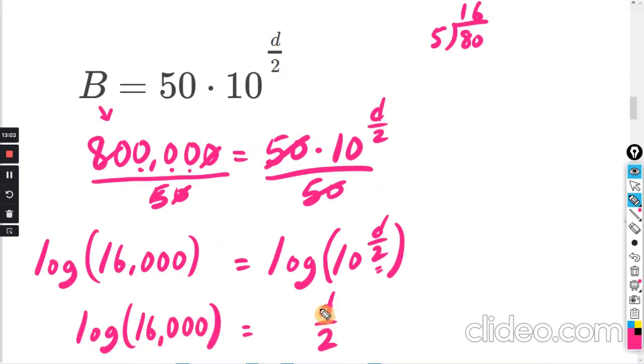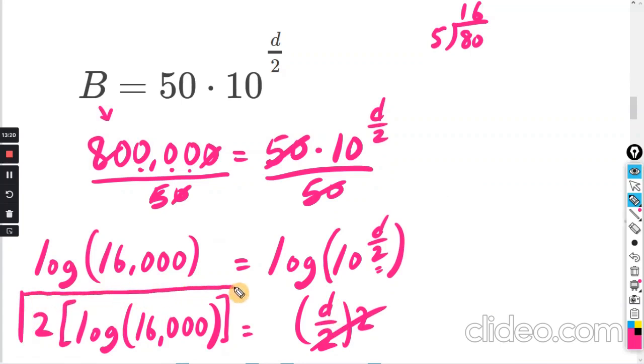Solving for d, d is divided by 2. The opposite is times 2, so just do times 2 on both sides of this equation. All right, it cancels on the right, and we solve for d. So this right here is the answer. They wanted it in terms of log. So it's just 2 times log of 16,000.